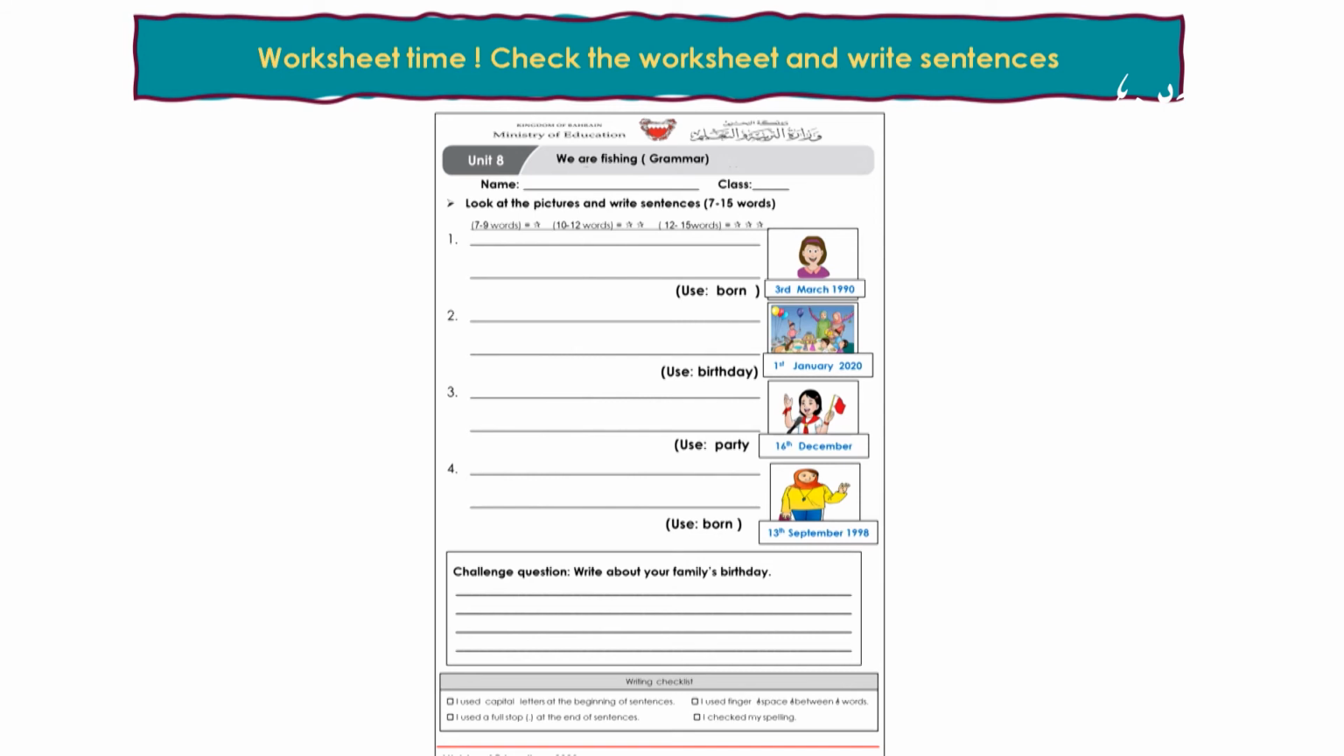You need to start your sentences with a capital letter. You need to end your sentences with a full stop. Put finger spacing between the words and please check your spelling. You're going to have 10 minutes. Please start.